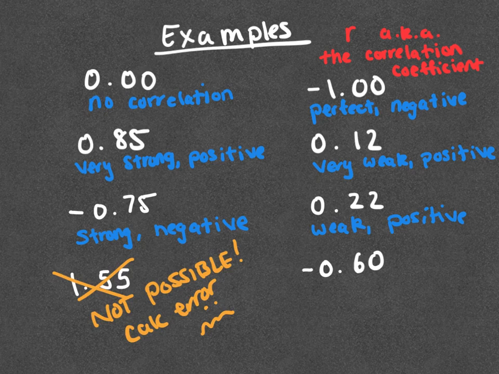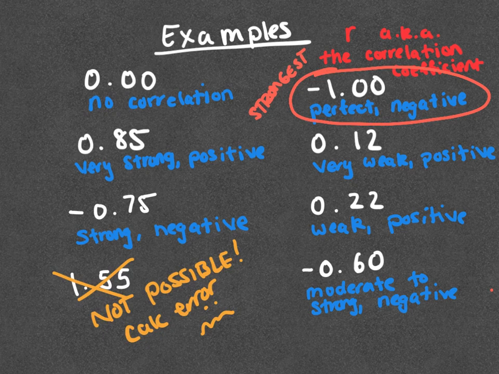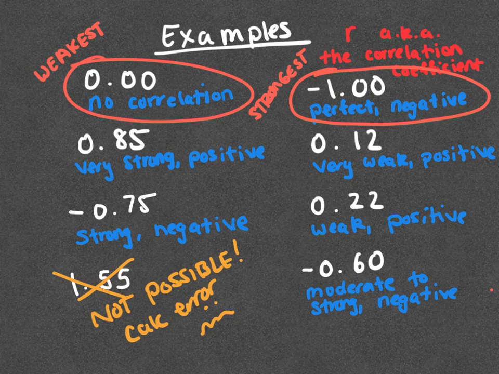A correlation coefficient of 1.55 is highly problematic. This is because you cannot have an R outside the bounds of negative 1 to 1. If ever you get a number like this, which is not possible using the formula, it means you must have made a calculation error somewhere. And finally, a correlation coefficient, or R, equal to negative 0.60 can be called moderate or strong, and it is negative. The strongest correlation we have here is the negative 1, and the weakest is theoretically the 0 because it's so weak that there's actually 0 correlation.